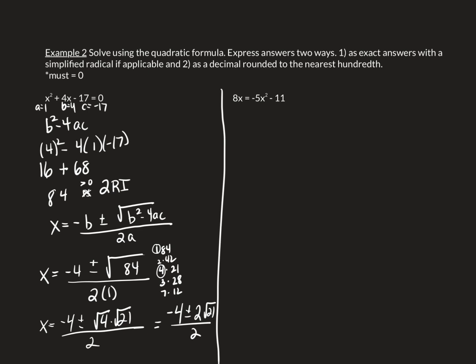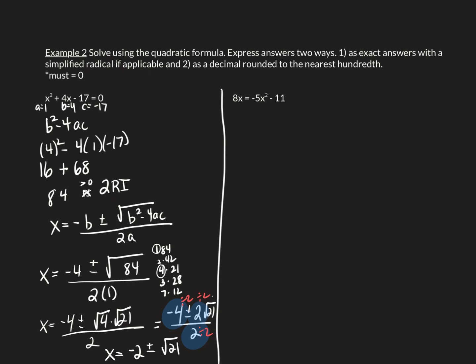And then I do have a fraction. So I must check to make sure that my fraction can't be reduced. Let me highlight. Do negative 4, 2, and 2 have a common factor? Yes, they do. Each of these are divisible by 2. So I'm going to divide them all by 2, and that will be my final answer. X will equal negative 4 divided by 2 is negative 2, plus or minus 2 divided by 2 is 1, the square root of 21 over 1.